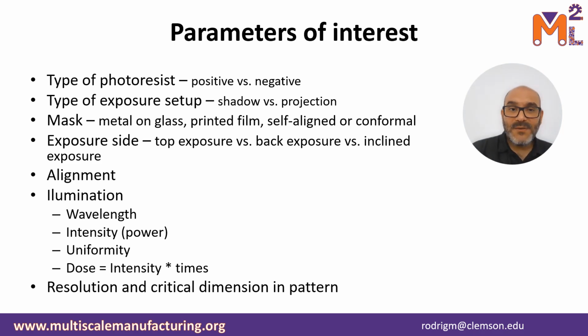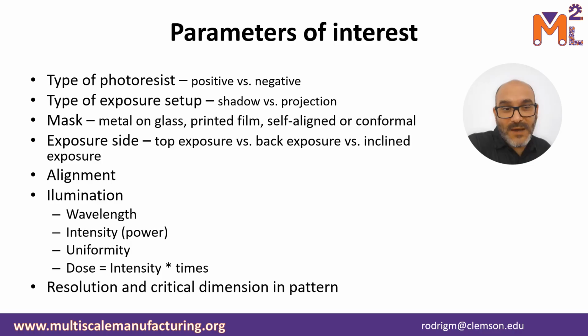And there are many parameters of interest in the case of exposure, right? So the first one, you need to know what type of photoresist you have, positive or negative, so you can design the mask accordingly, right? This sounds easy, but it can be surprising to see how many times we might overlook that, right? So we didn't take enough care on designing our mask, and we end up with a structure that is actually the exact opposite of what we were hoping for, right? So be careful with that.